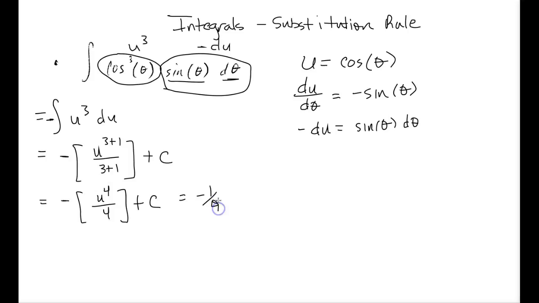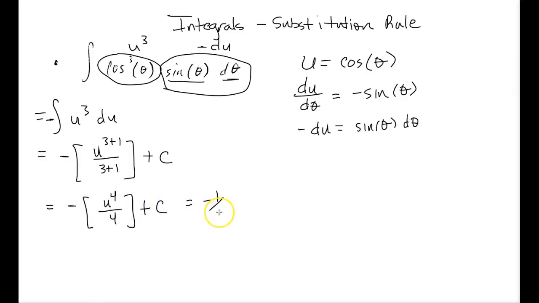And of course, that would just be 1/4 u to the 4th plus c. And now the final thing is we need to substitute what u was. And so u was cosine theta. So that will end up being 1/4 cosine raised to the 4th theta plus c. And this is the answer to our first question here. So let's move on to our next example.